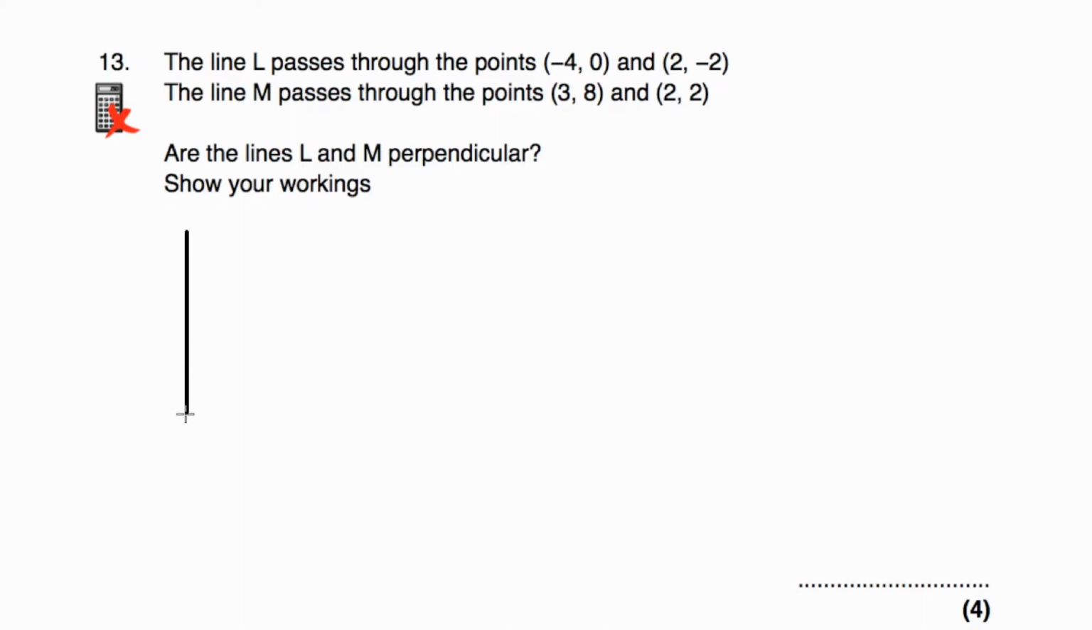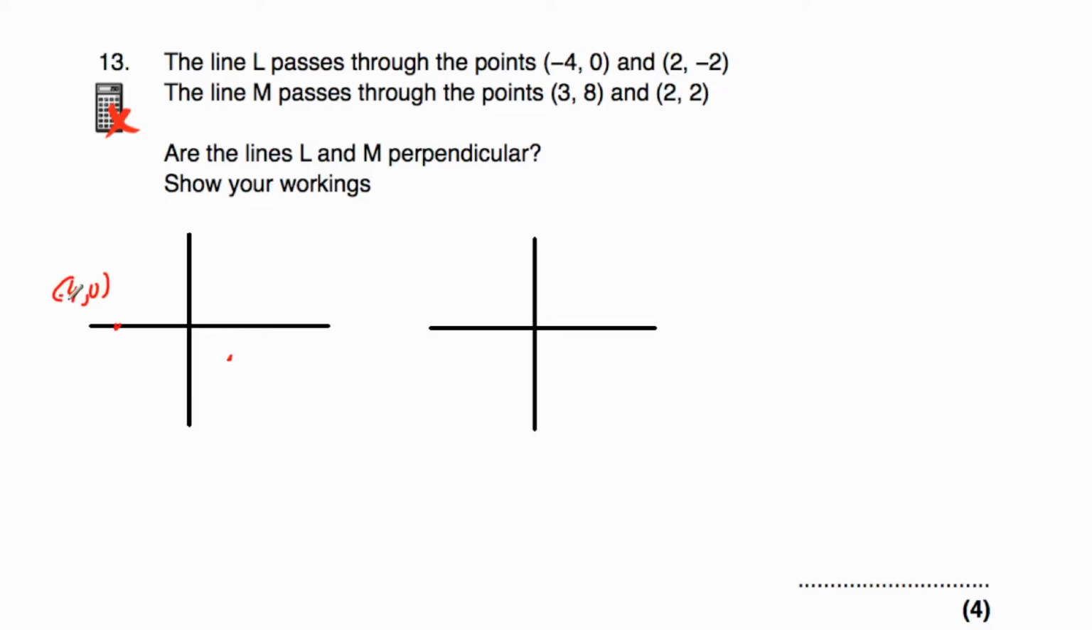So I'm just going to do a little sketch to find out where the points would be, then we work out their gradients. So here's an x-axis and a y-axis. Okay, so let's start off with the line L. It passes through the points (-4, 0) and (2, -2), so down here somewhere. So that's the point (-4, 0) there, and this is the point (2, -2). So let's turn it into a triangle.